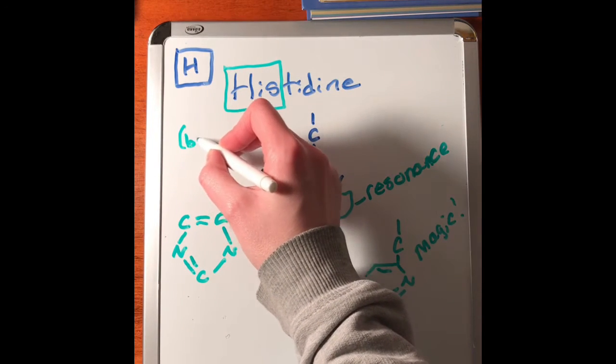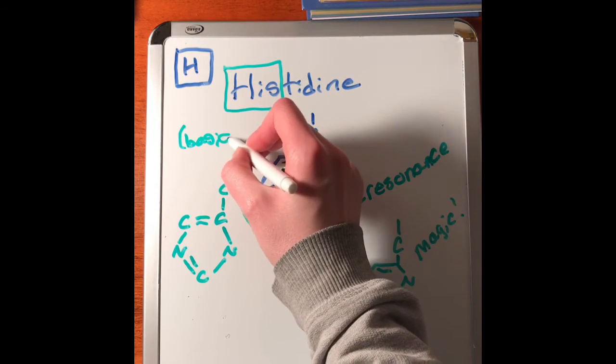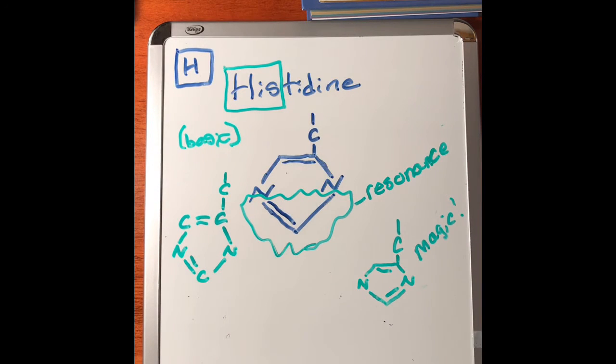One last quick note is that histidine is the 2nd basic amino acid. So, unfortunately, I don't have any tricks to memorize this one, except through rage and force of will.